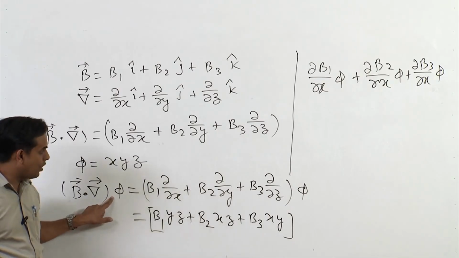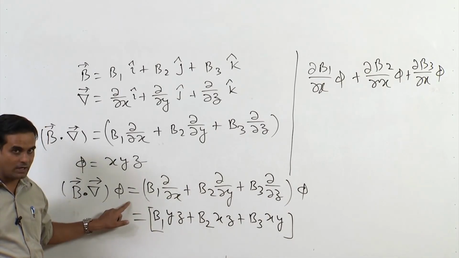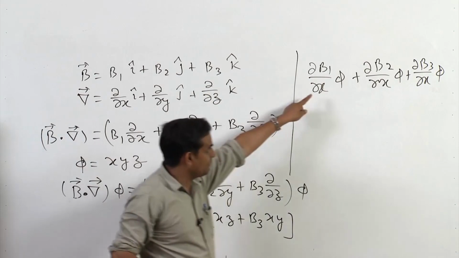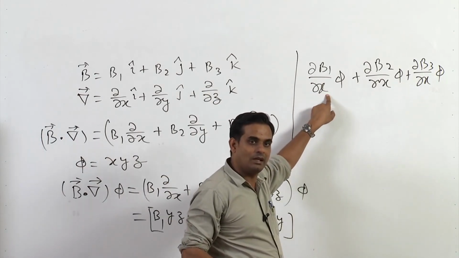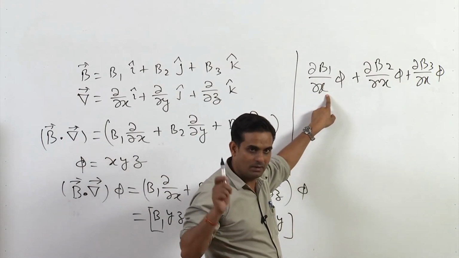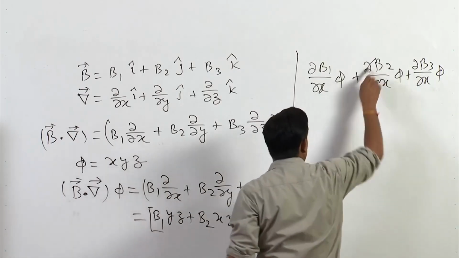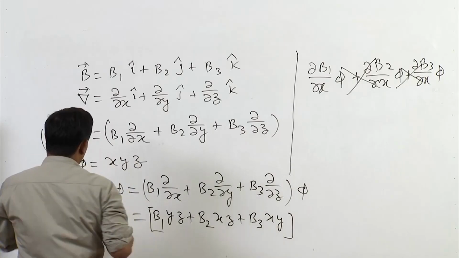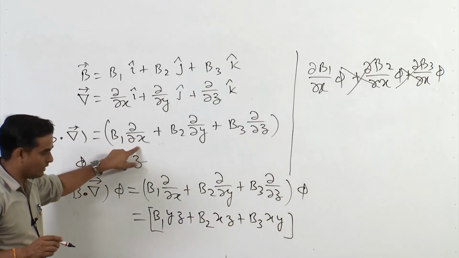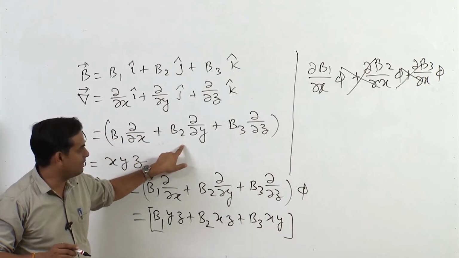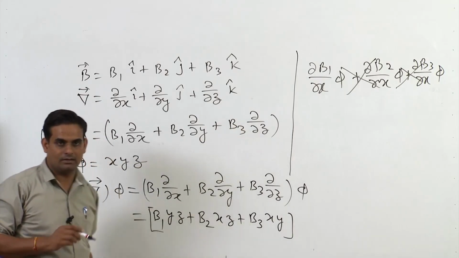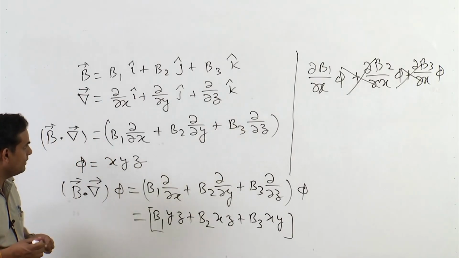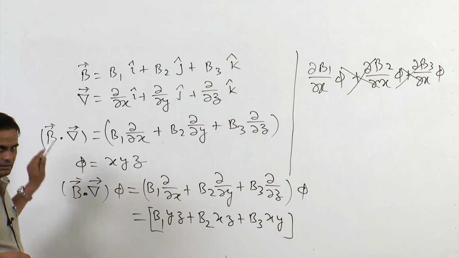Here you are operating partial derivatives on phi. Here you have made a mistake because you have done the partial differentiation of B1, B2 and B3. So, this is wrong. Basically you cannot write it as del B1 over del x plus del B2 over del y plus del B3 over del z. Please be careful about this operator.